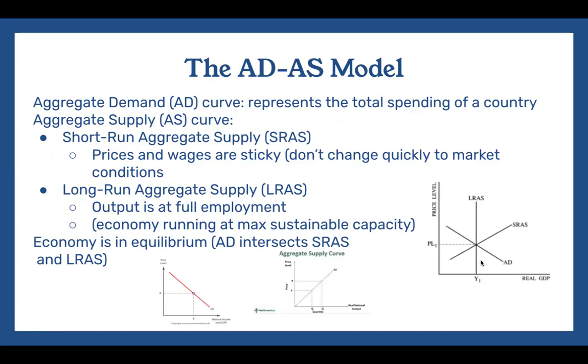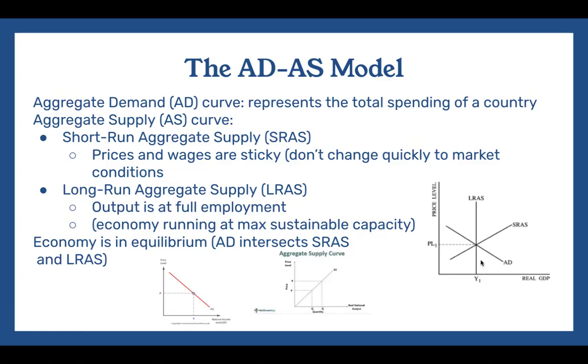In the AD-AS model, there are two curves. First is the aggregate demand curve, which represents the total spending of the country, and the aggregate supply curve. There are two types of aggregate supply curves, the short run and the long run. In terms of the short run, it means that prices and wages are sticky, which ultimately means that these two factors don't change quickly to market conditions.